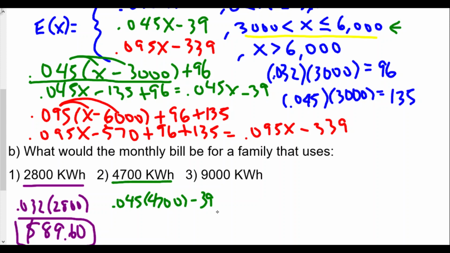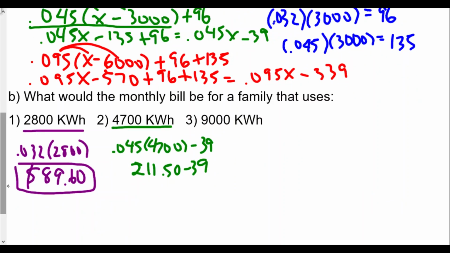All right, so now 0.045 times 4,700 is going to be $211.50, minus 39, though, because in the end we were accounting for the overage in this case. So minus 39, the true value should be $172.50. Okay, that's for our second one. Oops, sorry. Makes it a little cleaner. There you go, 172.50, with a zero at the end there.